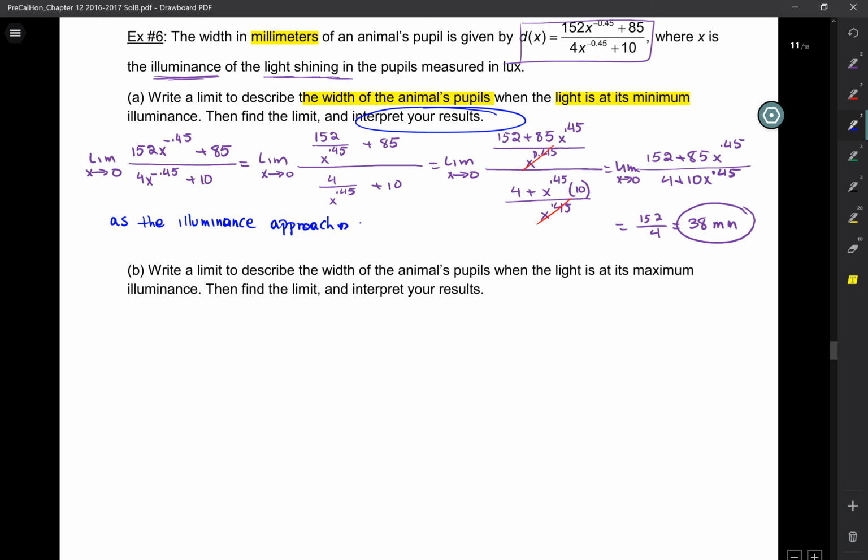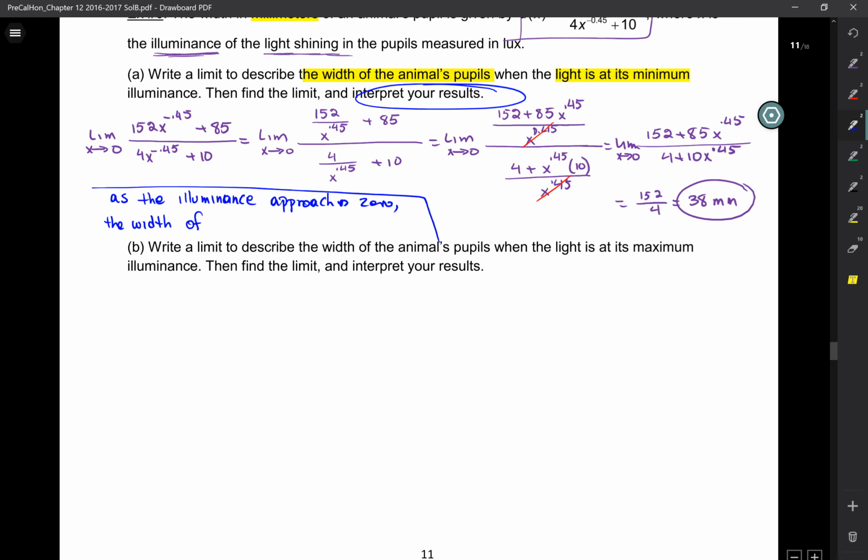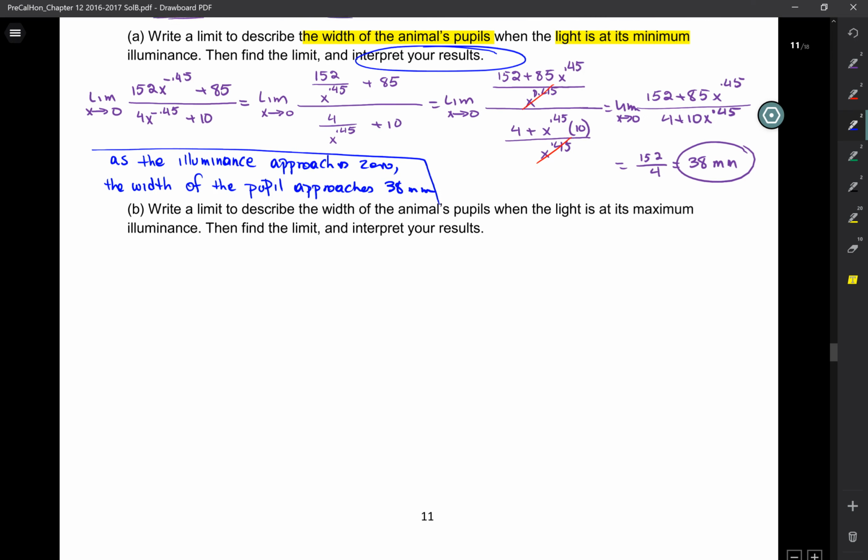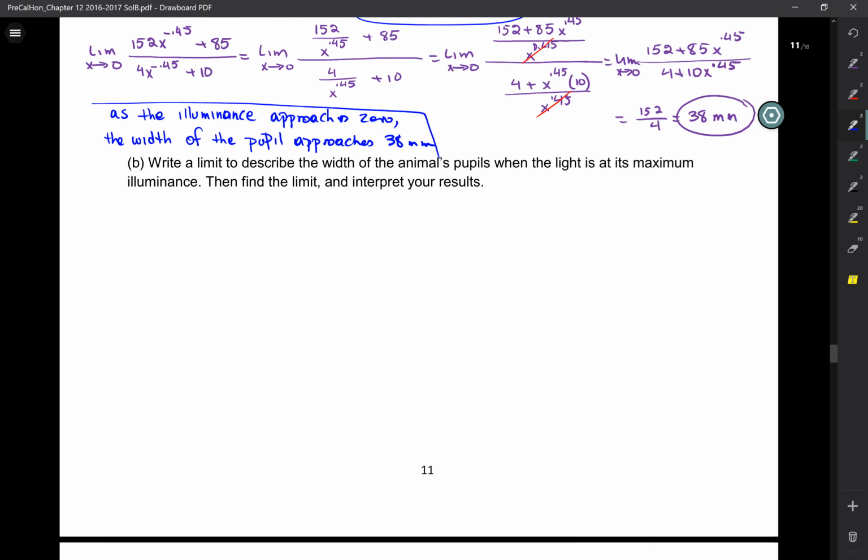So as the illuminance approaches 0, the width of the pupil approaches 38 millimeters. Okay. Write a limit to describe the width of the animal's pupils when the light is at its maximum illuminance. So at the maximum illuminance, it's going to be the limit as x approaches infinity of d again.